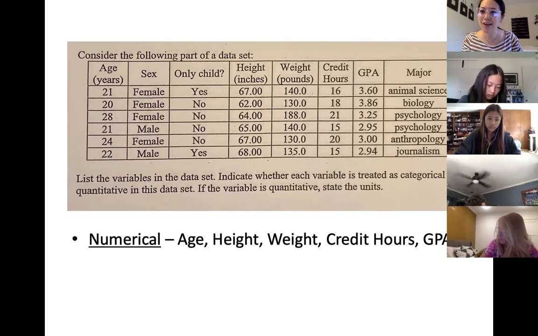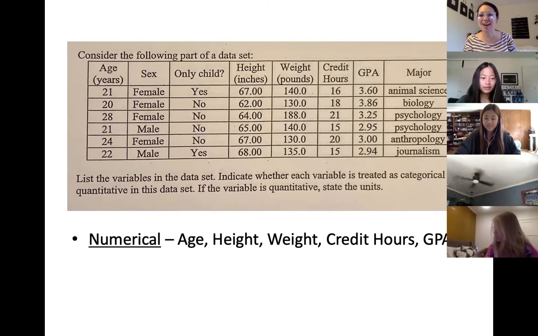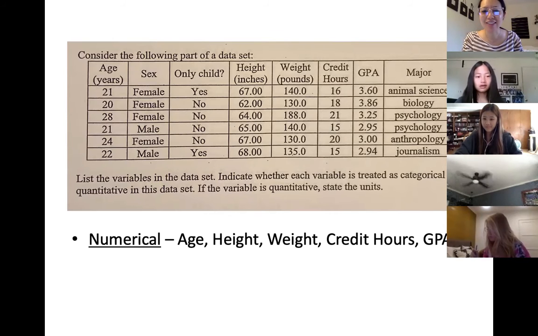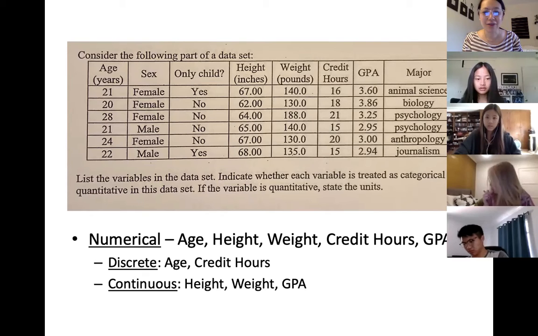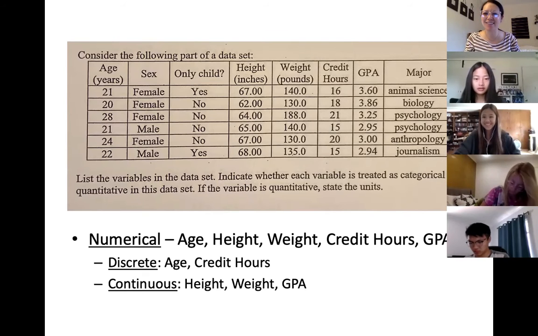Good. What about credit hours? Any guesses? Discrete or continuous? Ooh, okay. This is discrete. Yes, awesome. These are hours that you earn credits for. These are individual units. And GPA. Continuous. Oh, yes. Good job. All right, continuous.